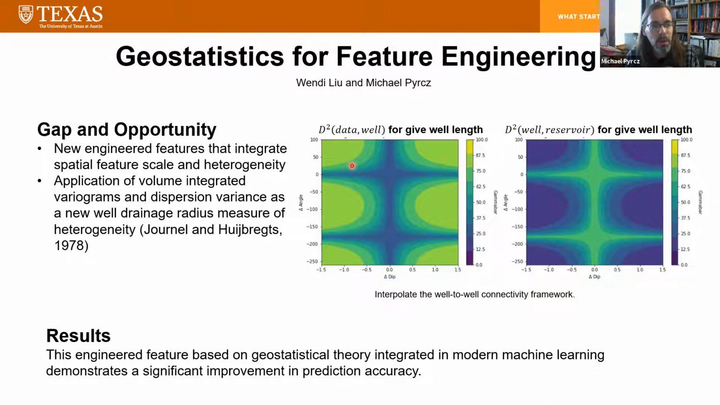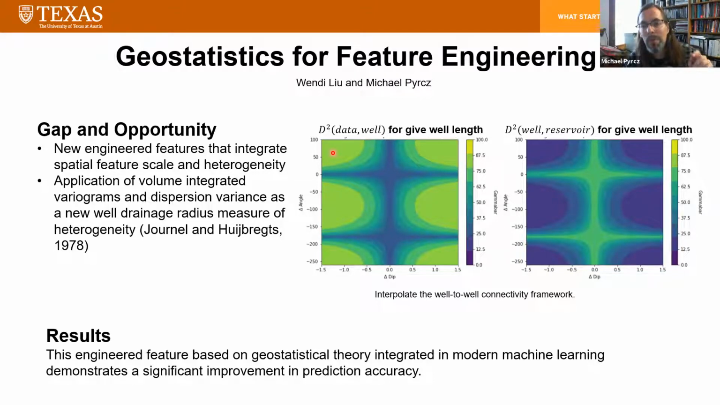It turns out dispersion variance is a methodology for variance that accounts for the scale of the sample and the scale of the domain over which you're working, your area of interest or volume of interest. And so dispersion variance actually accounts for heterogeneity and scale and trends and stationarity, continuity, paleo flow directions. It's all incorporated in dispersion variance. Very, very powerful.